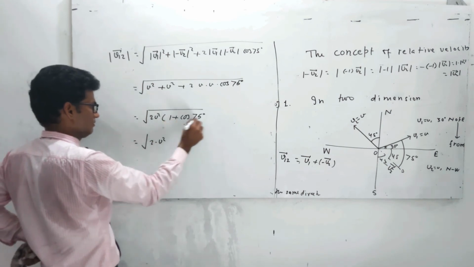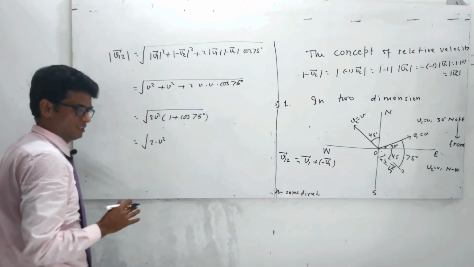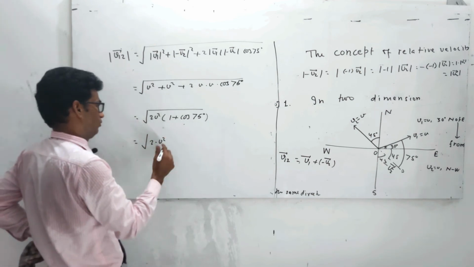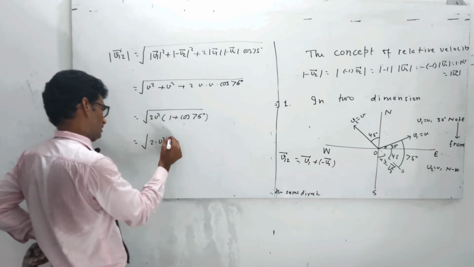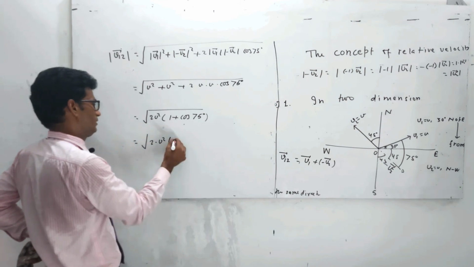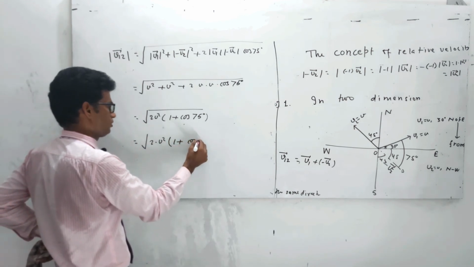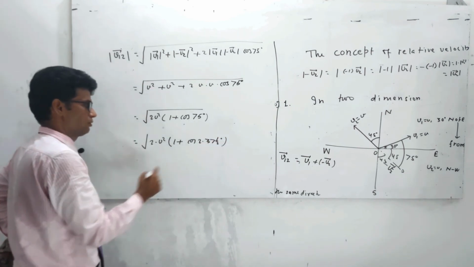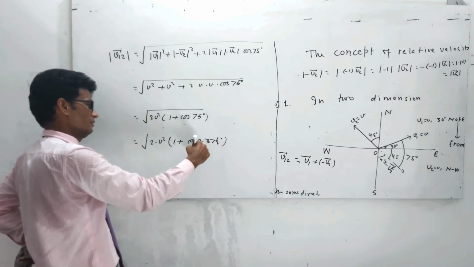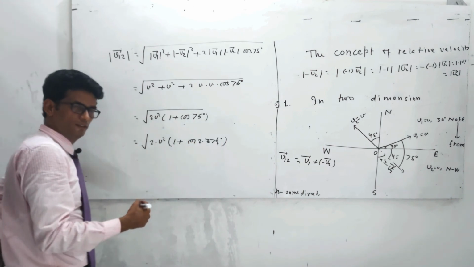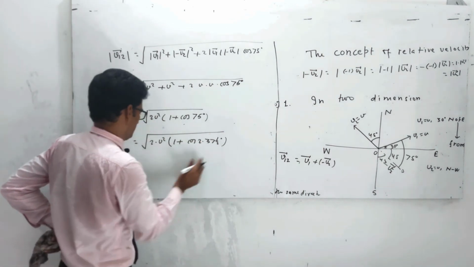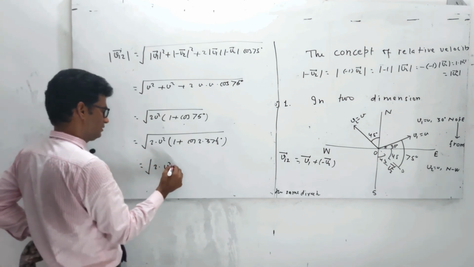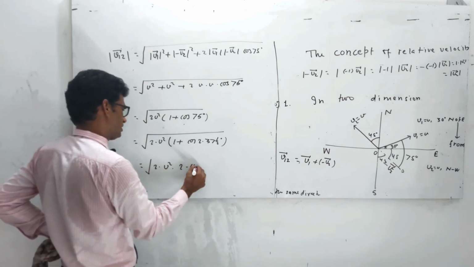Twice v square is 1 plus cos 2 theta. How can one say that? I am going to add one step here: 1 plus cos 2 times 37.5 degrees. Taking 37.5 degrees as theta, then 1 plus cos 2 theta comes out to be 2 cos square theta. So we have 2v square times 2 cos square 37.5 degrees.